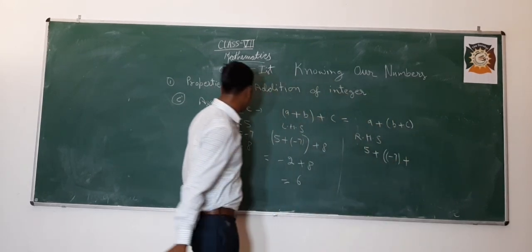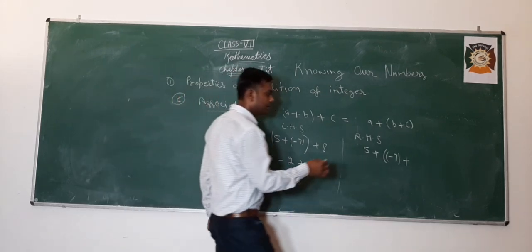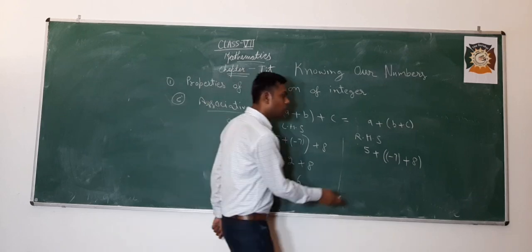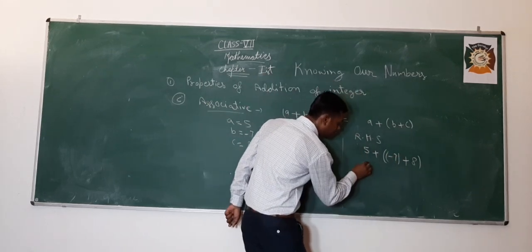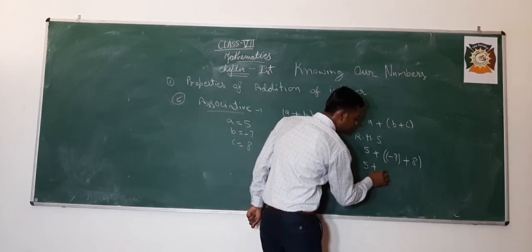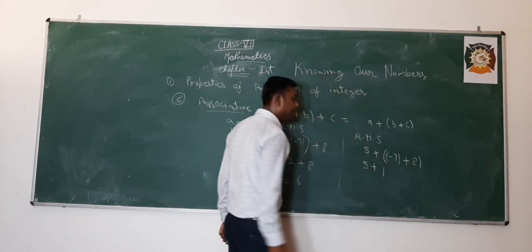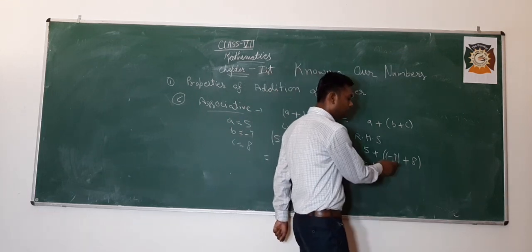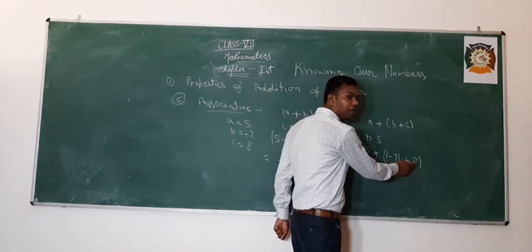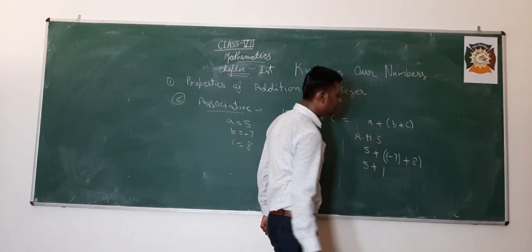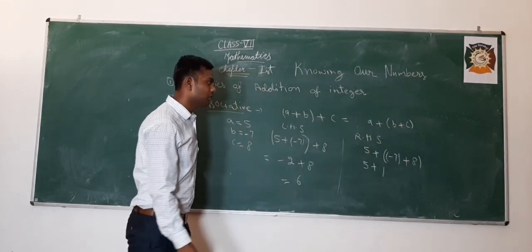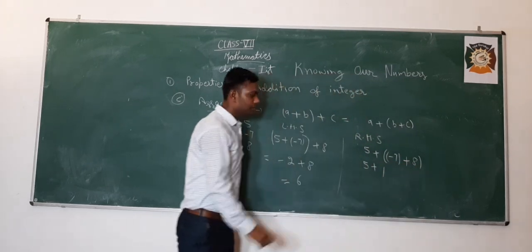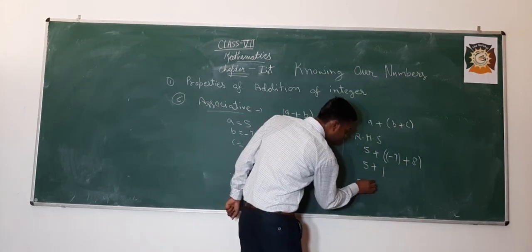Plus C equal to 8. First of all, we have to open this bracket. That will be 5 plus 1. Different signs, you have to differentiate. What's the absolute value of minus 7? 7. And the absolute value of 8 is 8. If you take the difference, it is 1. And the greater absolute value is 8, so we put the same sign here. And that will be 6.